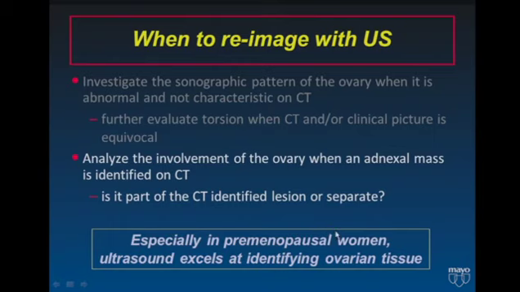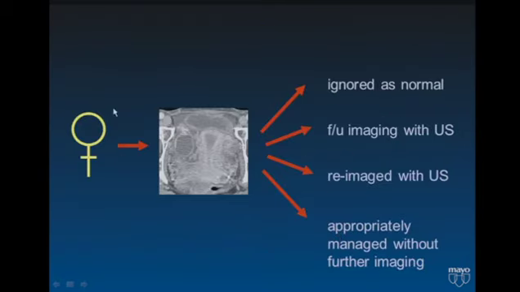So in conclusion then, a woman presents and for whatever reason gets a CT of the pelvis, and a lesion is identified, or a mass or a cyst is identified in the pelvis. I hope what I've been able to do through the course of this lecture is to give you a framework as to when you can ignore that as a normal finding, when you want to get follow-up with ultrasound, when you want to re-image with ultrasound, and when you really just want to treat the patient and manage her for what we suspect is going on without need for doing an ultrasound.